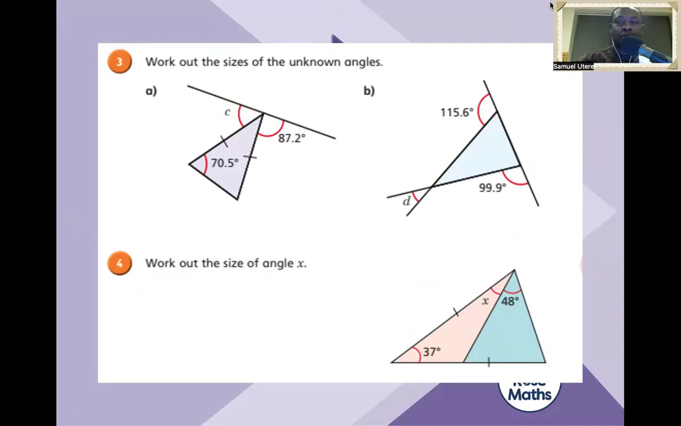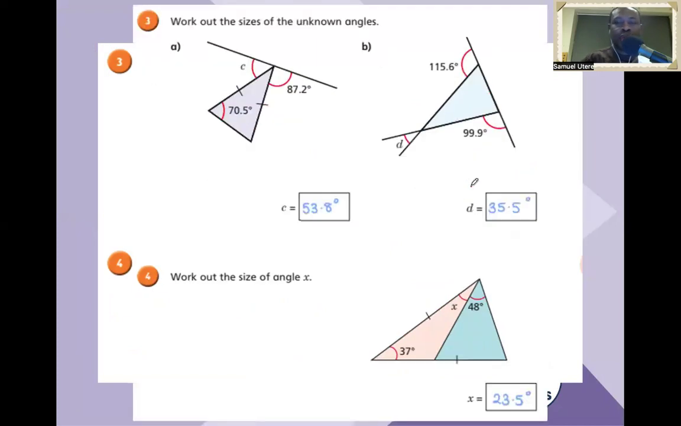Assuming you've paused the video and you've answered questions 3 and 4, here are the answers. Let's discuss them real quick. I don't want the video to be too long. So this is going to be the same angle as here. So this is going to be 70.5 degrees.